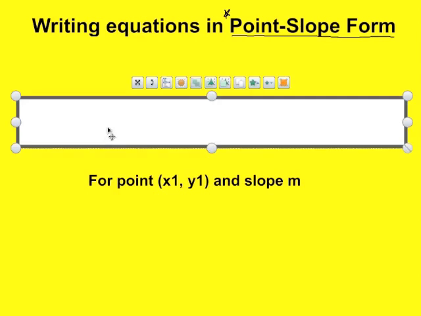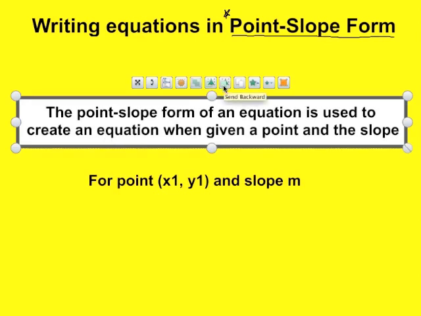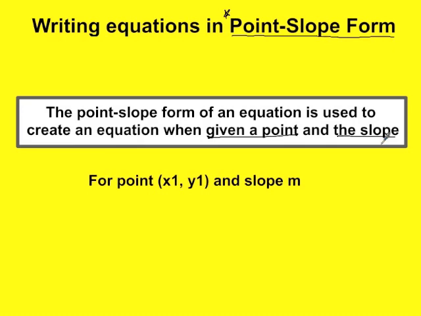It's very easy to set up. Point-slope form of an equation is used to create an equation when given a point and the slope. So it's not just a clever name, point-slope form. We're given a point, we're given a slope, and we use it to make a quick equation that's very easy to use. So what point-slope form looks like is, if we have a point x1, y1 and a slope m, we can make a general equation.